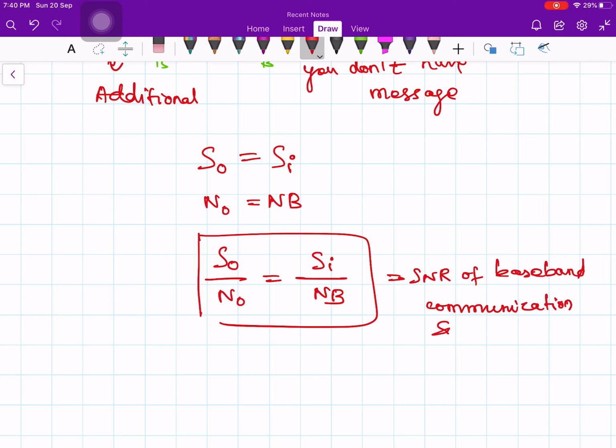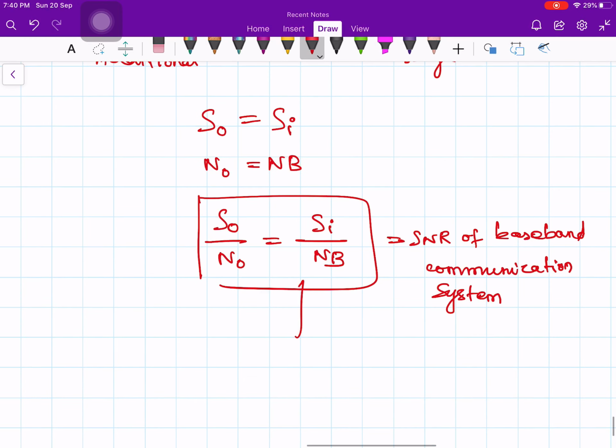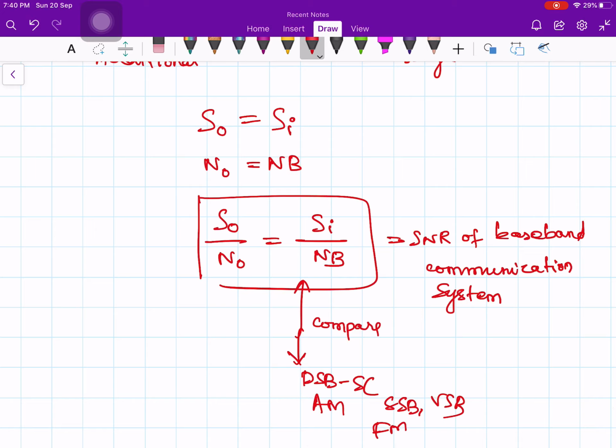Why? Because with this only we are going to compare all other modulated systems like a DSBSC system. With this we are going to compare DSBSC, AM systems, SSB, VSB and FM. All other systems are compared with this baseband communication system. When I say baseband, that means no modulation, without modulation.